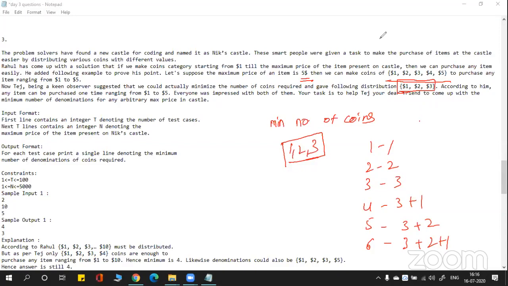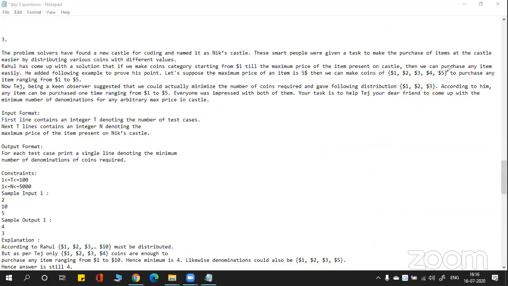If I take these test cases, the first number represents the number of test cases. So two test cases. If it is 10, how many coins do we require? They are telling 4. If it is 5, minimum we require 3. Can anyone tell me what we can do?